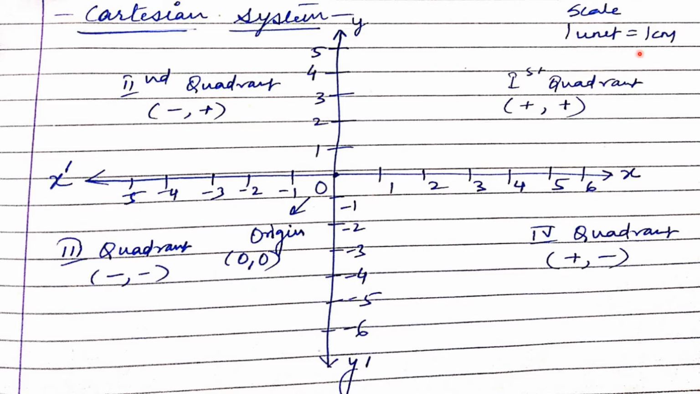I have taken the scale as 1 unit equal to 1 centimeter. So you can see on the right of 0 we have all positive values: 1, 2, 3, 4, 5, 6 and so on, it will go on. On the left of 0 we have all negative values: -1, -2, -3. So on this side numbers are decreasing, on this side numbers are increasing. Okay, the second thing is this axis, which is the y axis.